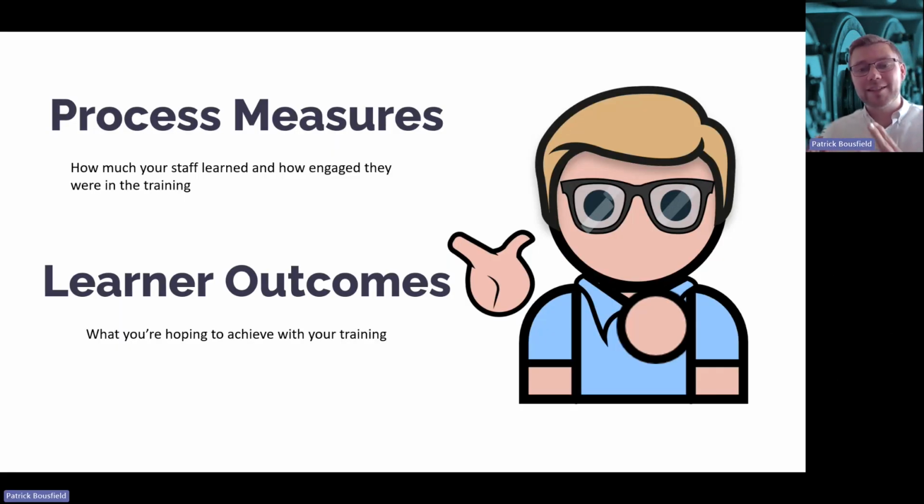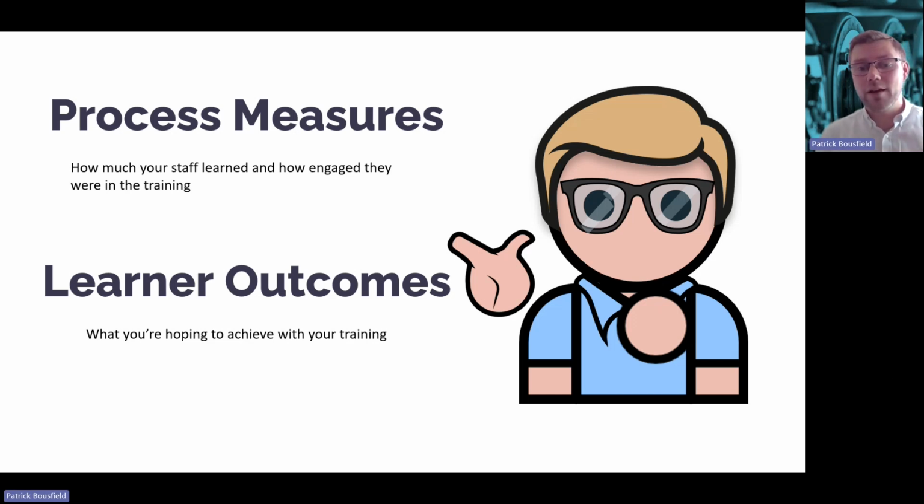Now, when we've looked at metrics in the past, we've structured the discussion by categorizing metrics into two categories: compliance-led and impact analysis. And whilst that's a good way of doing it, today we're going to come at it from a slightly different angle. We're going to divide our learning metrics into those that track process measures and those that track learner outcomes. So process measures show how much your staff learned and how engaged they were in the training.